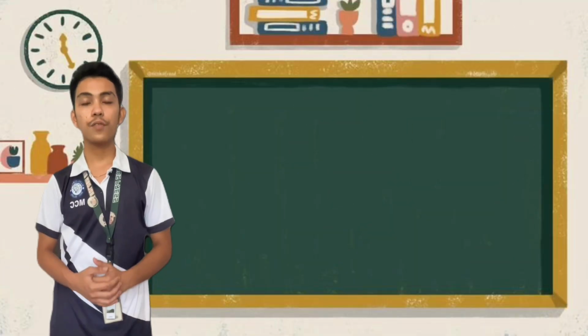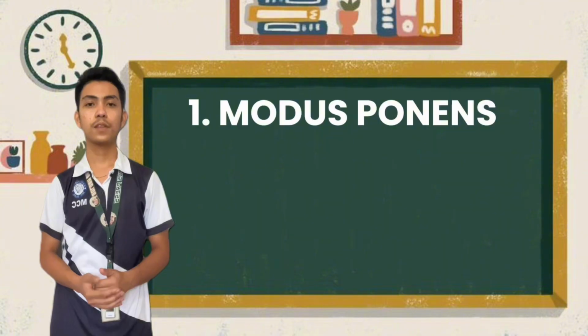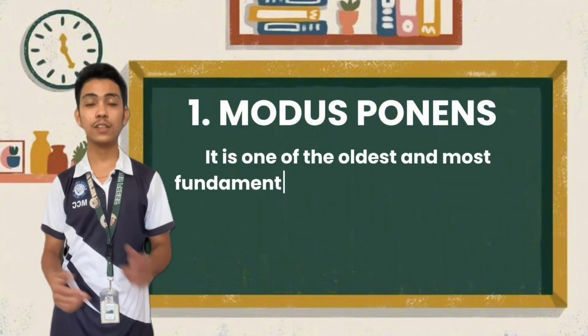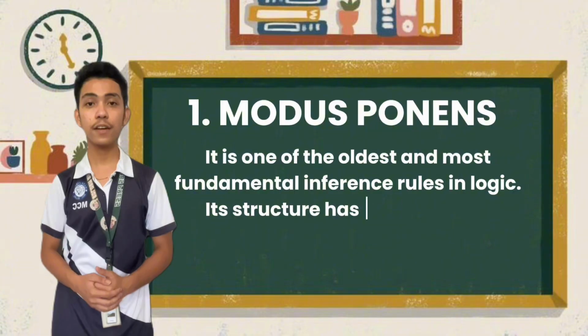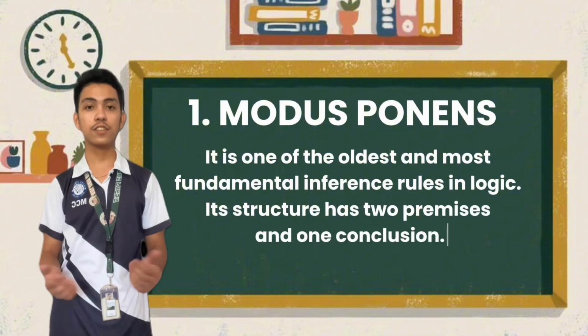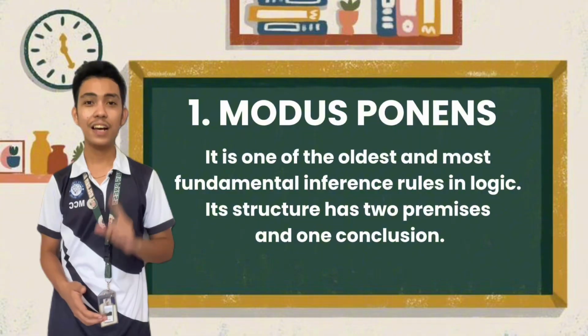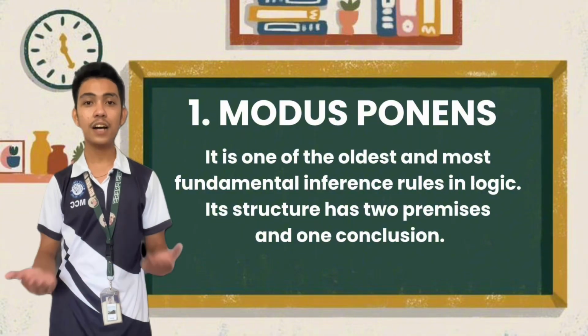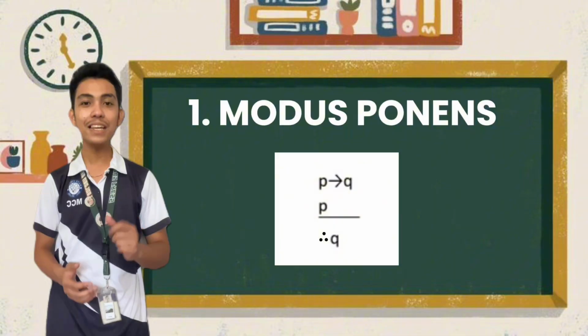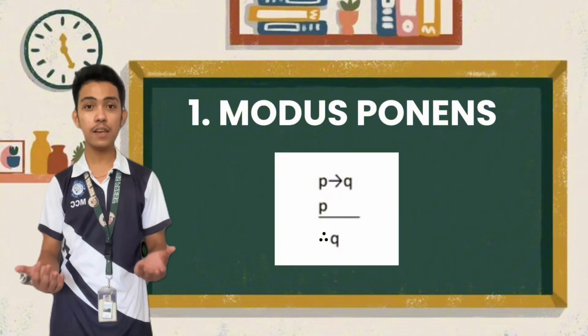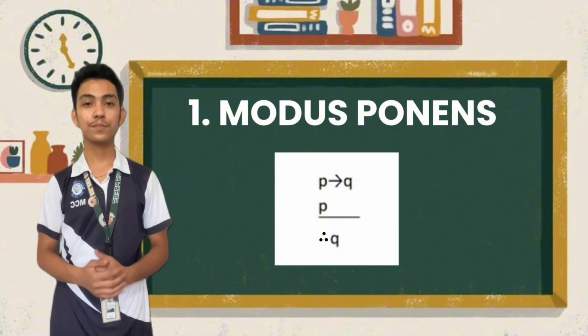And our first rule of inference is modus ponens. Modus ponens is one of the oldest and most fundamental rules of inference in logic. Its structure has two premises and one conclusion, and follows this pattern: P then Q, and P, therefore Q.